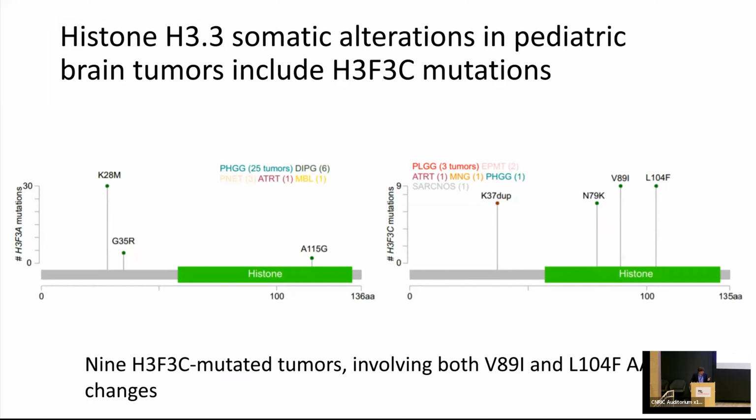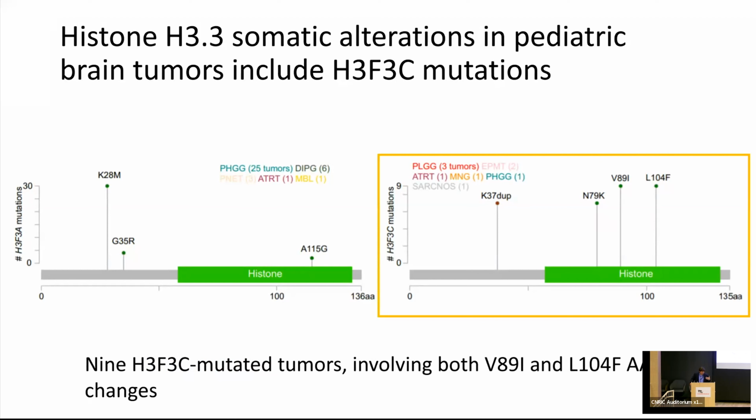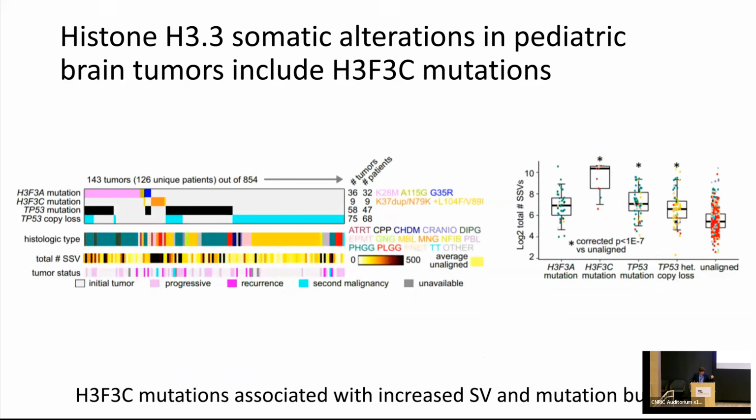So these two lollipop plots would represent H3F3A on the left, which is known in, say, high-grade glioma and DIPG. But then on the right, we have these 9 H3F3C mutated tumors, which involve these very distinct amino acid changes, these hotspot changes. And the oncoprint on the left here would illustrate the mutual exclusivity of H3F3C mutations as compared to P53 mutations or H3F3A mutations.